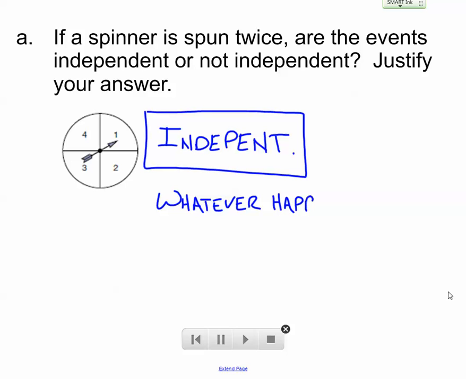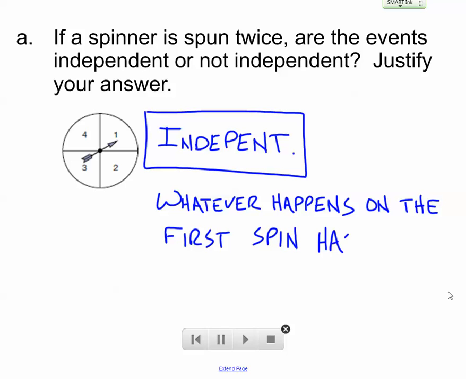And the reason I know that it's independent is that whatever happens on the first spin has no effect on the outcome of the second.